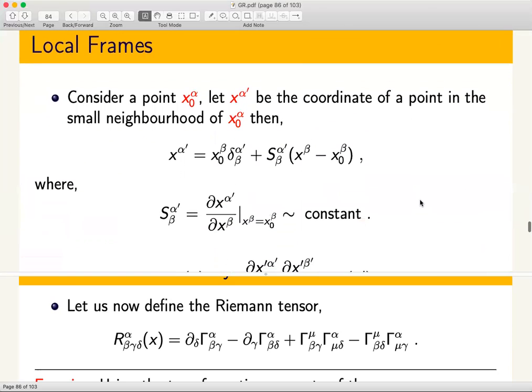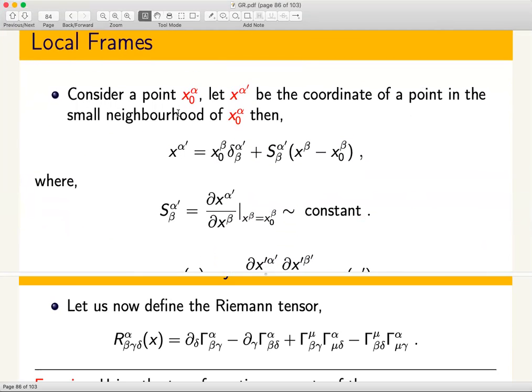Consider the point P, whose local coordinates are x0 alpha, and let x alpha prime be the coordinates of a point in the small neighborhood of this point. So x0 alpha is the coordinate of a point.